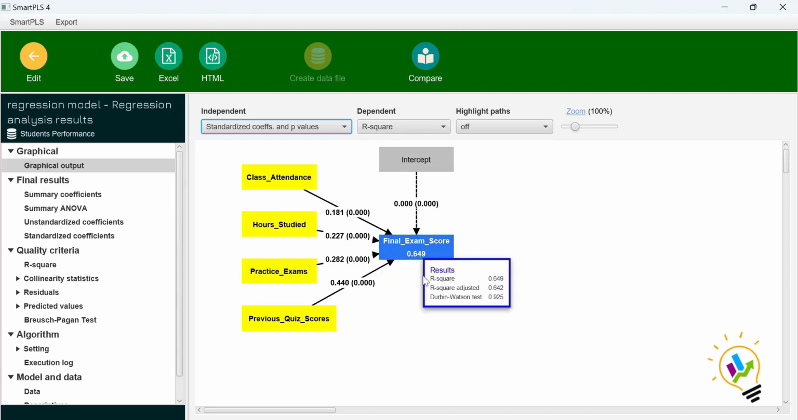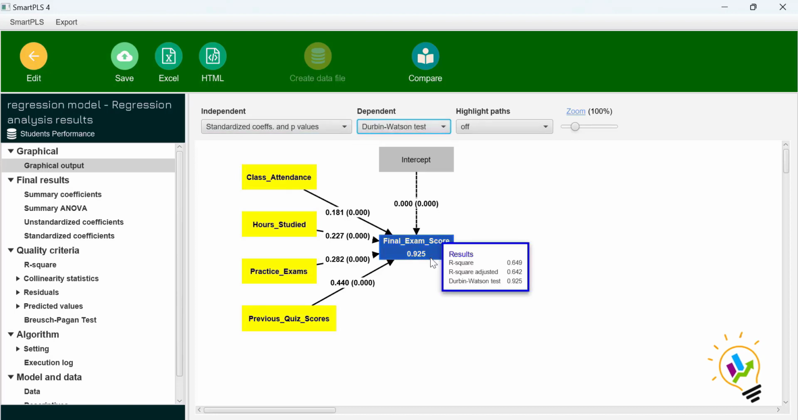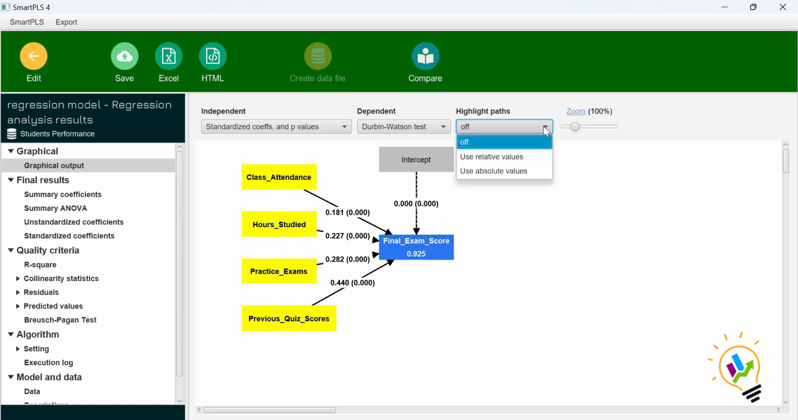On the final exam, you can see 0.649. This is the R square value. In place of R square value, if you want to see the Durbin-Watson test also, you can see that value here. If you want to highlight the path which is impacting more, you can click here. Previous quiz score is impacting the highest. The bolder it is, it means it is impacting more.